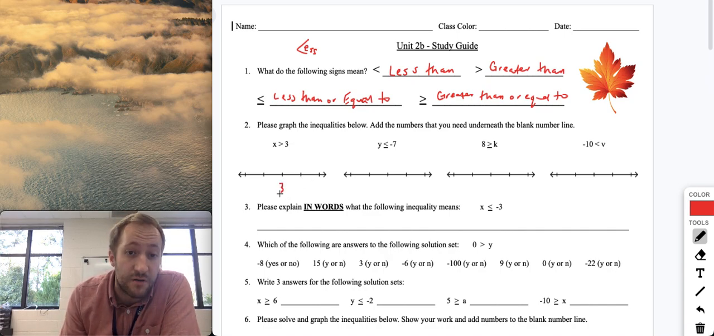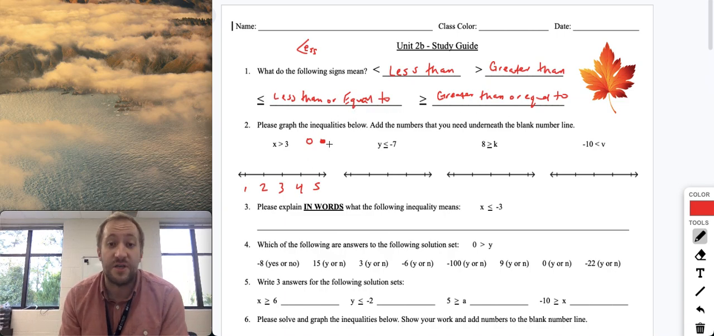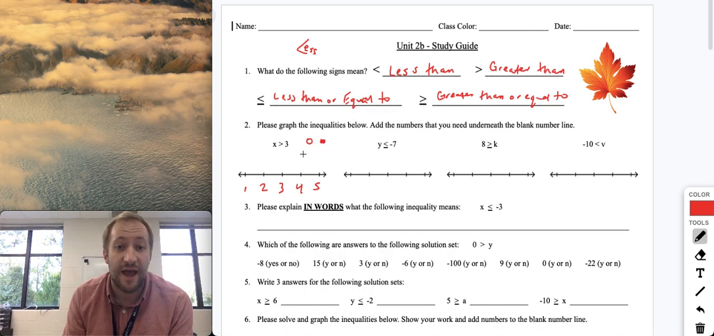I'm just going to put 3 in the middle. I'll put 2 and 1 over here, 4 and 5 over here. And then I need to go and find my 3. Now, whenever we graph, we can either have an open circle or a closed circle. When we have an open circle, that is when we're talking about less than or greater than. When we're talking about a closed circle, that's when we have the equal to included in it. All right? So this one does not have an equal to, so I'm only going to have an open circle.